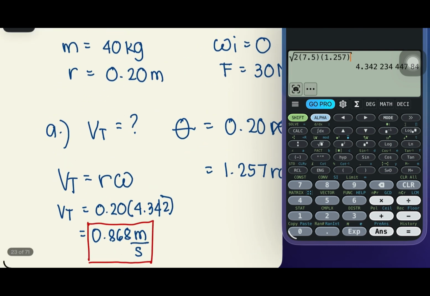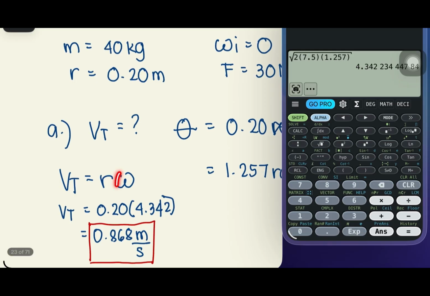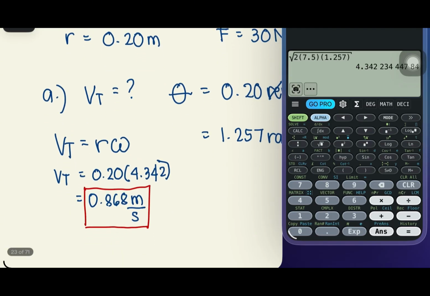Then, balik tayo dun sa pinapahanap for part A na tangential velocity. So, meron ka ng omega. So, substitute na lang natin dito. Kaya yung tangential velocity is equal to 0.868 meter per second. Take note, naka-meter per second na kasi ito is the velocity tangential na linear velocity.